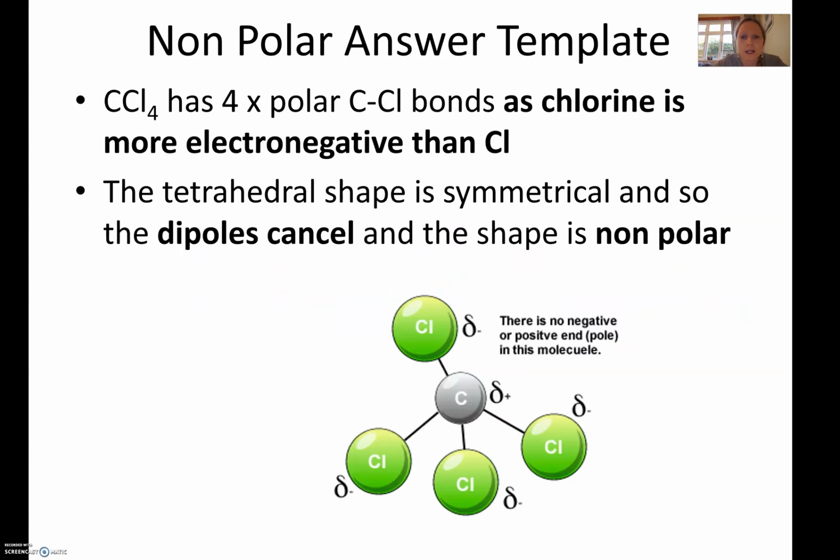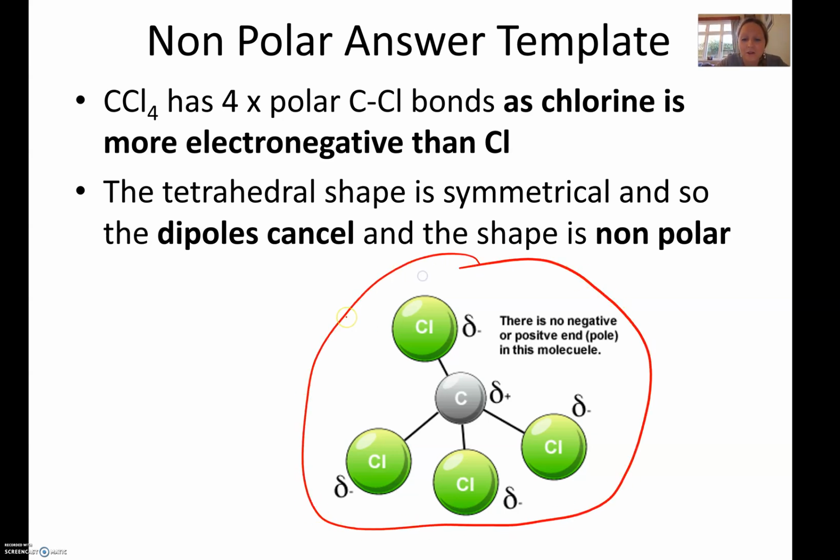So here's a template answer that you would use. I actually hate this shape here because tetrahedral looks like that, we know that it's straight, solid, dotty, even though I'm hideous at doing this with these pens on the screen, but this is what that shape looks like, okay? So this is how you would answer this question. We say that there are 4 C-Cl polar bonds because chlorine is more electronegative than carbon. Okay, that should just be carbon. I'll change that in your notes.